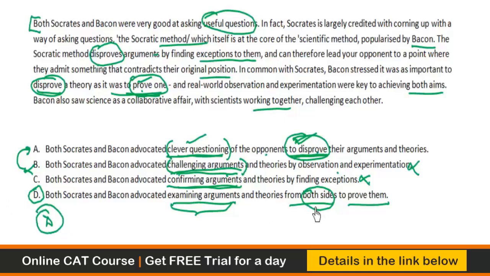Because the words both sides are equally important, because it says here with scientists working together and challenging each other. That means both sides are equally important. And examining arguments is better than confirming arguments. Clever questioning is correct in A, but again, it only captures half of the part. It says just to disprove them, but it is basically both proving and disproving, because even here it says, in common with Socrates, Bacon stressed it was as important to disprove a theory as it was to prove one. So both sides are equally important, and that's why to disprove will go out. Option D is the best choice.